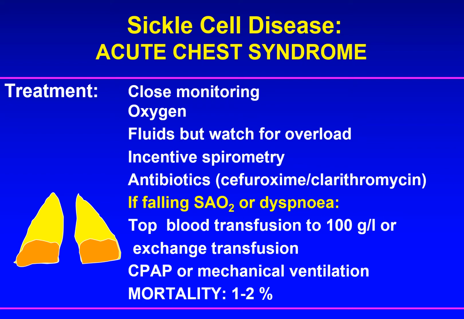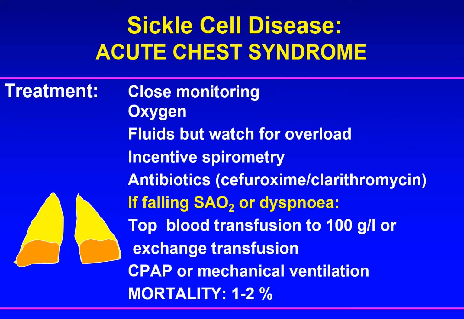If they aren't improving, then you will need to consider a blood transfusion. Blood transfusion is very commonly required in this situation, but we never transfuse over 100 grams per litre. But effectively, if the patient's hemoglobin is around 50 or 60, which is often what happens when they are this unwell and they have a hemolytic and a painful crisis, then transfusing them up to 100 is usually adequate and has been shown in trials to be as good as exchange transfusion.